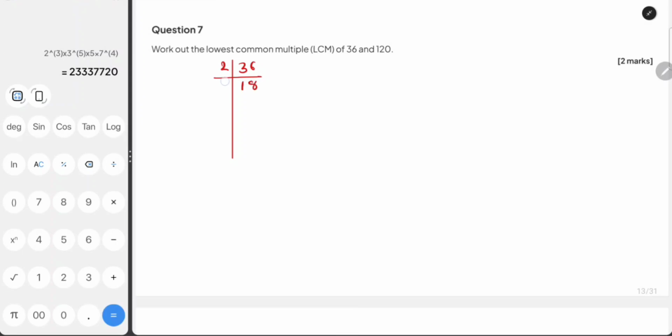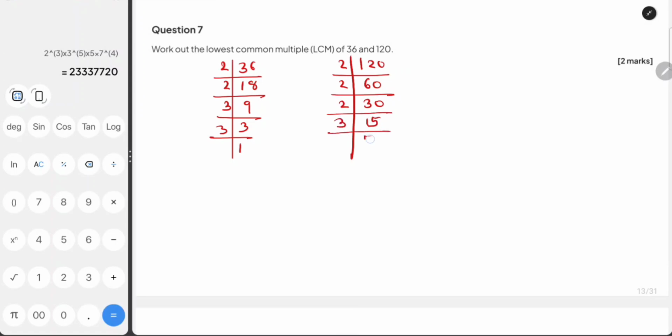Divisible by 2, 18 divided by 2, 9 divided by 3, that's 3 and 3, 1. 120 divided by 2, you will get 60, divided by 2, you will get 30, divided by 2, 15 divided by 3, 5 and 5 divided by 5 is 1. So 36 is 2 raised to 2, 3 raised to 2, there is no 5, so I can write 5 raised to 0. And 120 is 2 raised to 3, 3 raised to 1, 5 raised to 1.